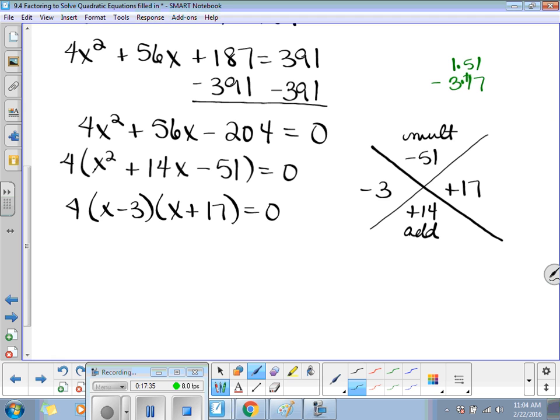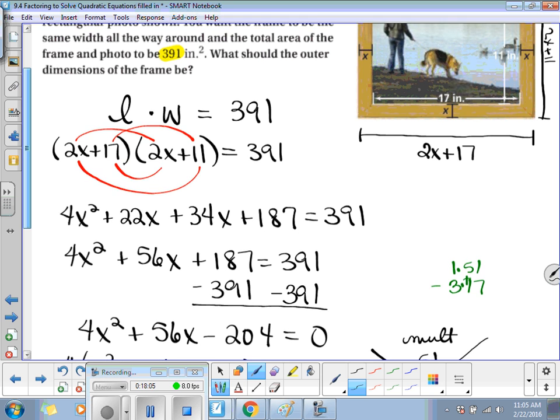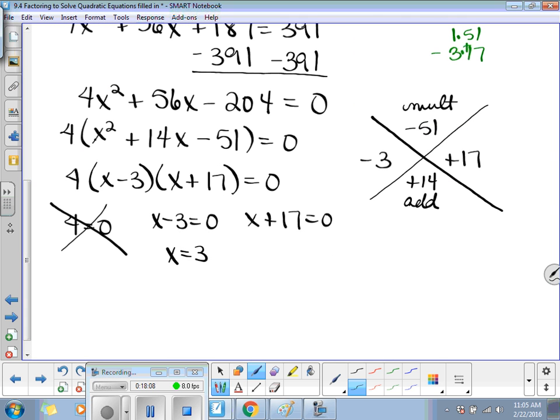And now we set each term equal to 0, right? So if I say 4 is equal to 0, that's not a true statement, right? So that just stays the same. Now we have x minus 3 is equal to 0, and x plus 17 is equal to 0. So x can be equal to 3 what? 3 inches, right? Or x can be equal to negative 17 inches.